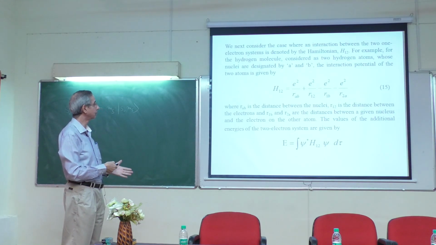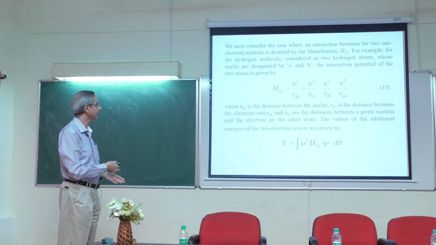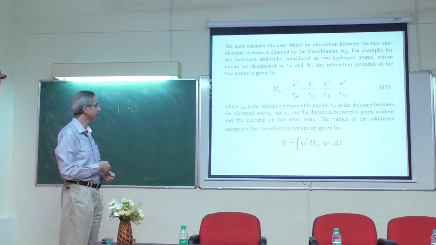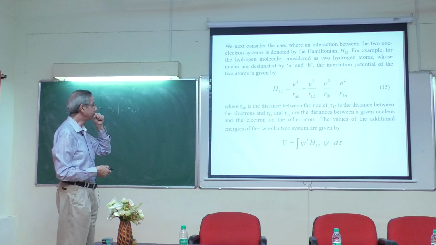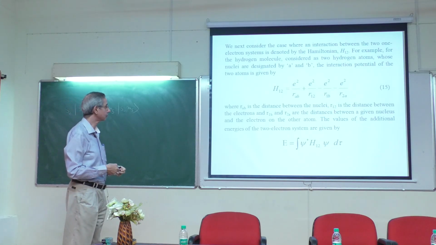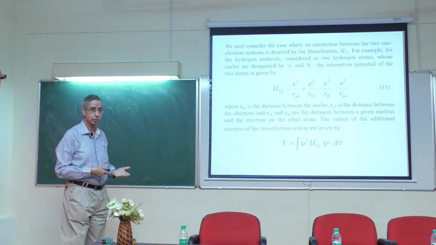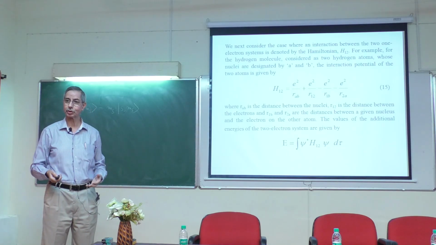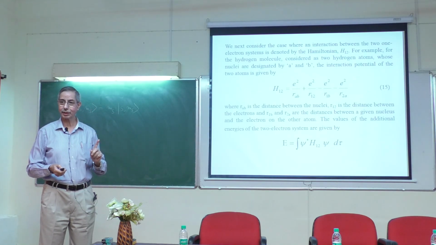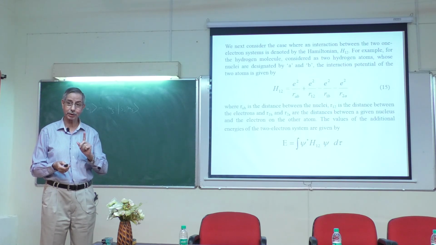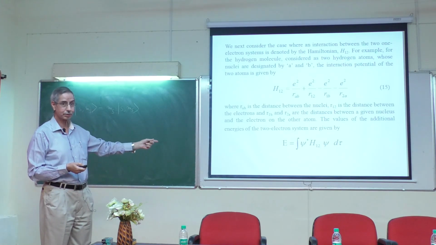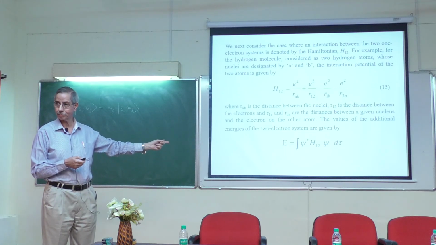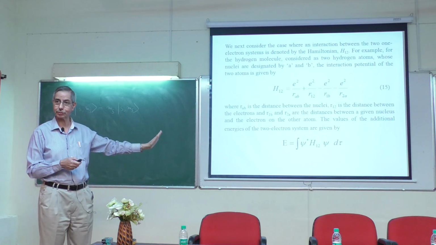So now I have competing terms. These two are positive and these are negative. Now, because of these interactions, there is going to be an additional energy. The total energy is not simply EA plus EB. There is an additional contribution coming from these interactions, which are basically all Coulomb interactions.